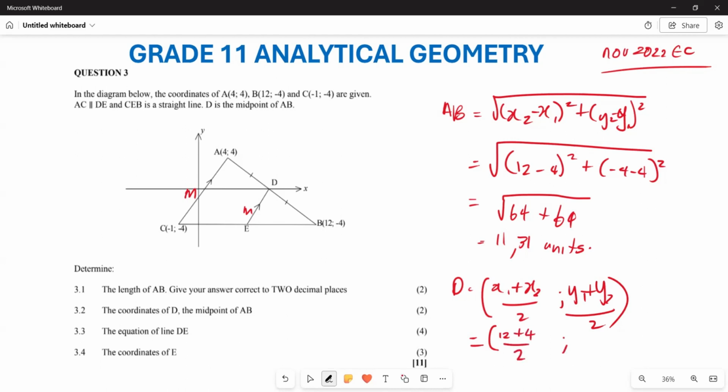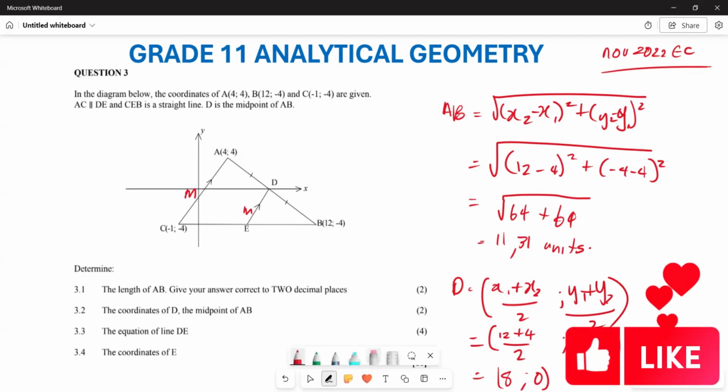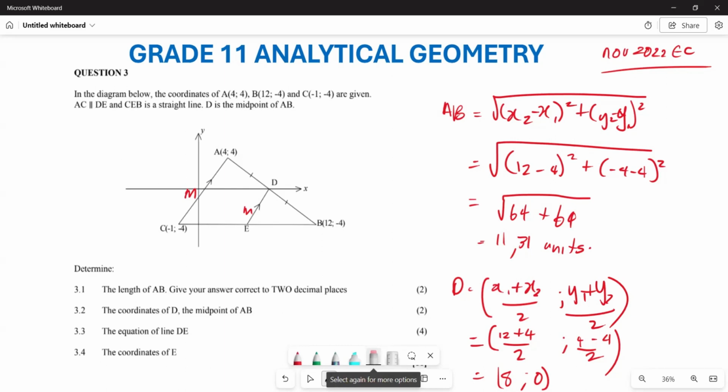The other one is going to be 4 subtract 4 over 2, which means the answer that you're going to get is 16. 16 divided by 2 is 8, and the other is 0. That is going to be your answer altogether. So basically, that is going to be the coordinates of your D. Can you see that? Hopefully, this one makes sense to you now.